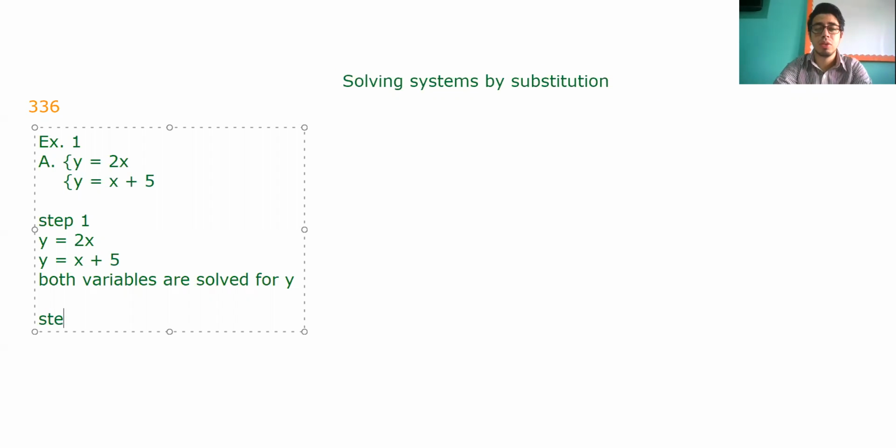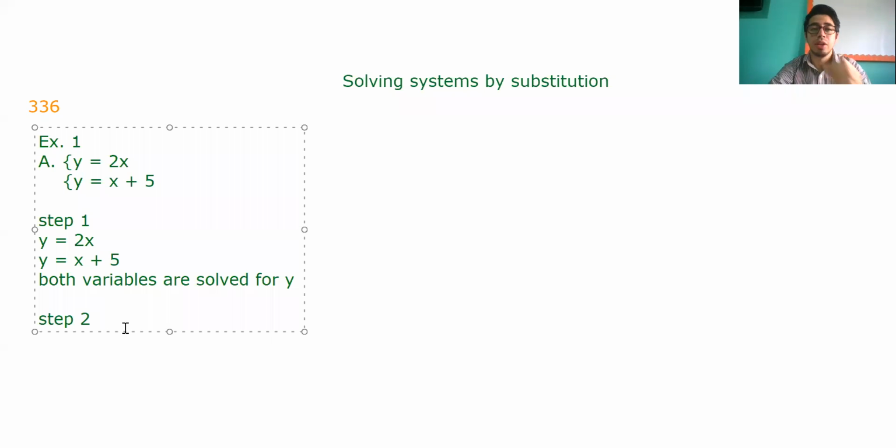Now in step 2, we need to replace the value in the other equation. For example, I have 2 in here. I have one value of y that is equal to 2x, and I have the other value for y that is equal to x plus 5. So I can replace one of these values in the other equation. That's the idea of this: substitute the value for one of the equations in the other one, okay?